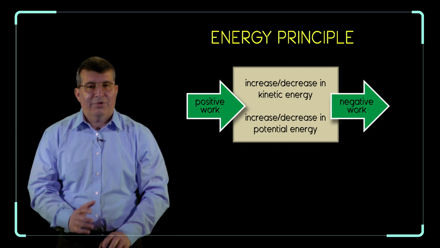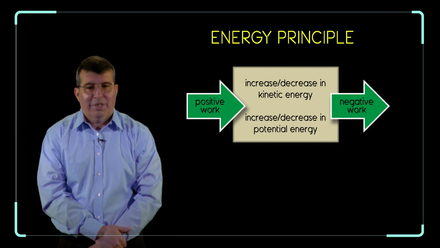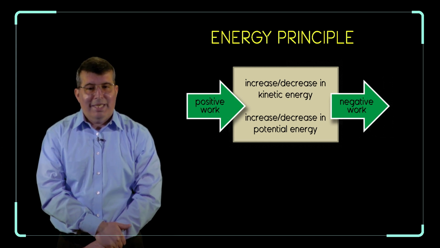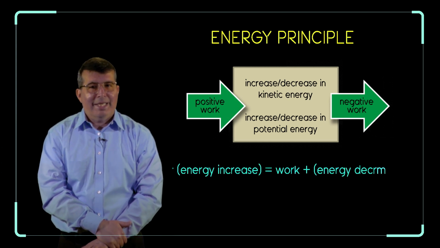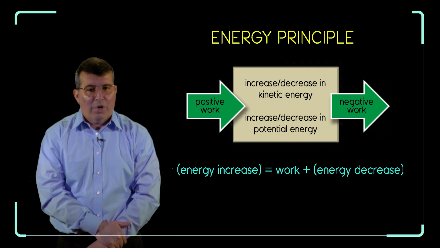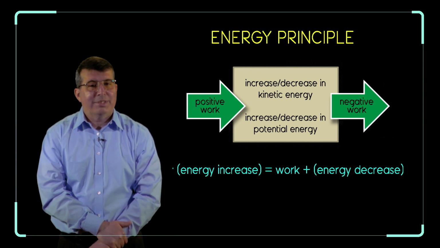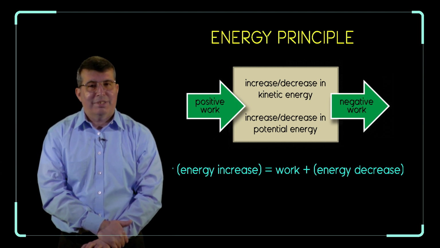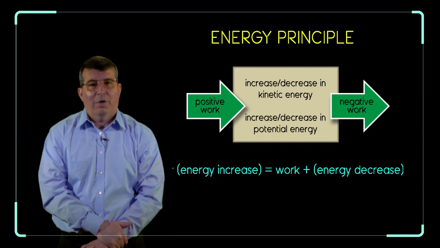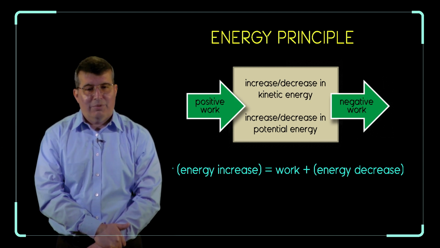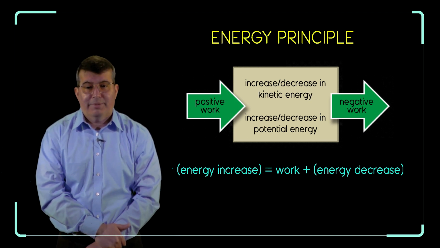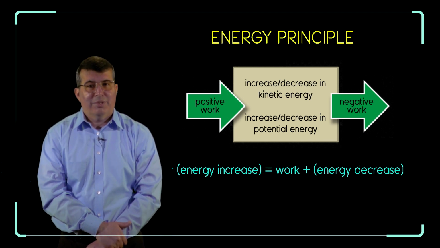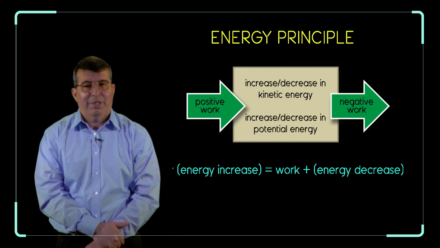So bringing that all together into one equation, the energy principle equation says that any energy increase has to equal the work done plus any corresponding energy decrease. Or in other words, an energy increase has to either come from work, or it has to come from an energy decrease, or possibly both. So the energy increase equals the work plus the energy decrease. That's our energy principle. That's what we're going to be using.